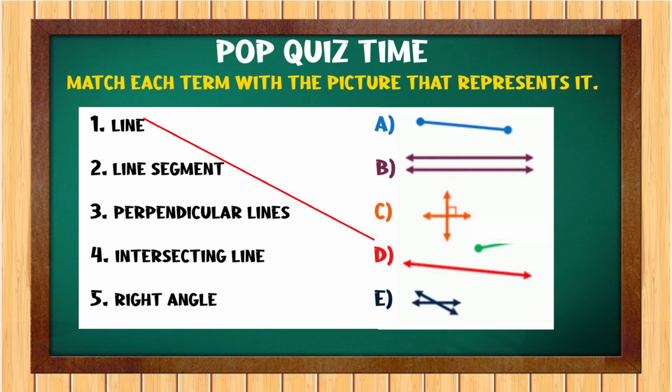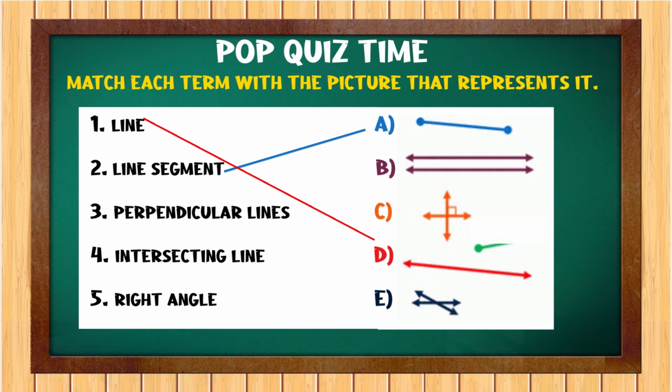Now let's match a line segment. We can match line segment to the blue photograph. Because remember, boys and girls, a line segment is a part of a line, okay? It has a starting point and an ending point. And if you notice in the blue photograph, that line has two points, start and end. So it's perfect for that term.